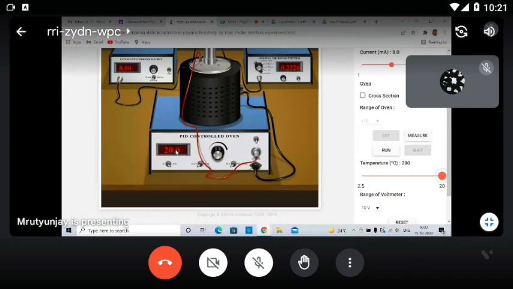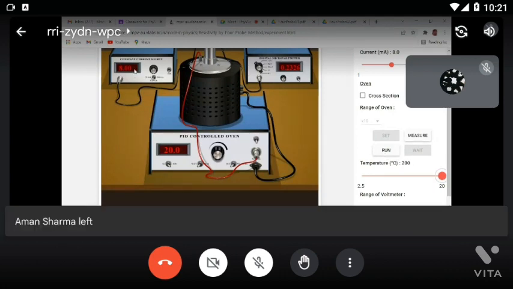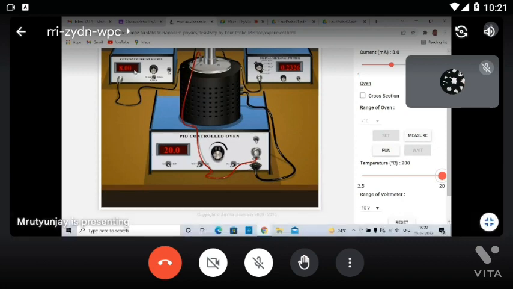Throughout the experiment, the current should be constant at 8 milliampere. No change to the current. If you change these values, the current will change; otherwise there is no change. Remember this. This will give the temperature here, and we will get the voltage from here. Then how to note observations?